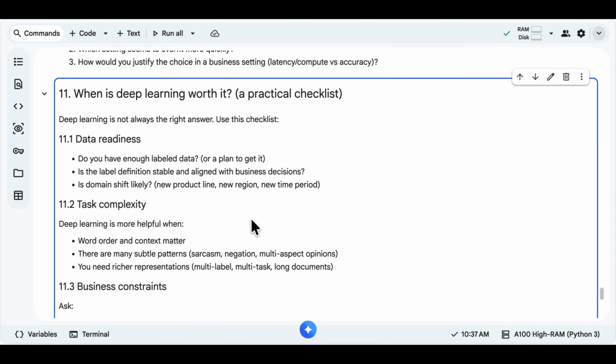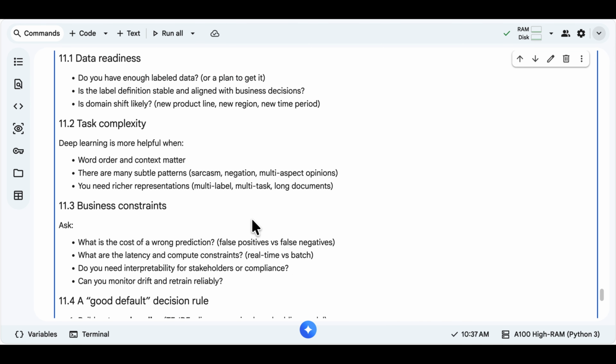This checklist is one of the most practical parts of the notebook. Start with data readiness. Do you have enough labels, a stable target, and a process to handle domain shift? Then ask about task complexity. Deep learning tends to help more when word order matters, when the label depends on subtle language cues, or when you need richer outputs such as multi-label predictions.